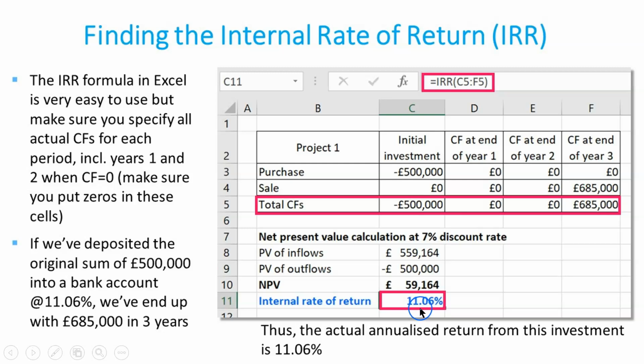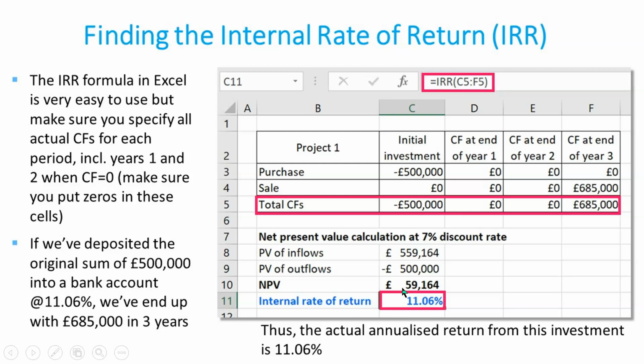So we can see here that the actual return in percentage terms for this project is 11.06%. Our alternative investment will only generate 7% return. But this particular project will generate 11% return, which is obviously much better. And that is why net present value is positive. It will make us richer compared to the alternative investment.